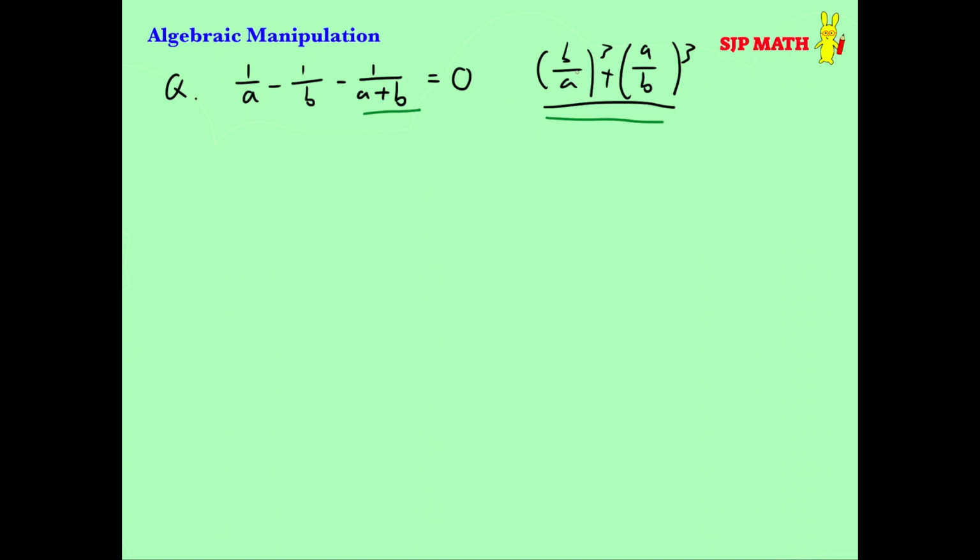So in this case, b over a and a over b are reciprocals of each other. So we know their product, it's 1, and we want to find the sum of their cubes. So firstly, let's see if we have an expression that relates to this. And it's the same expression that we used before.